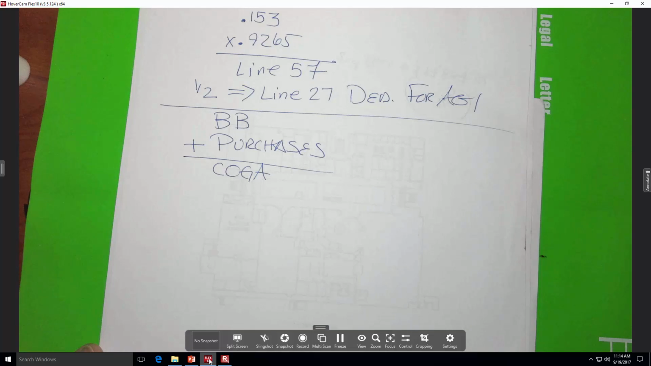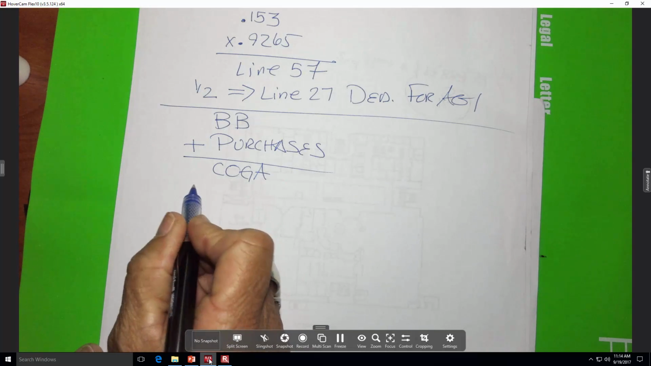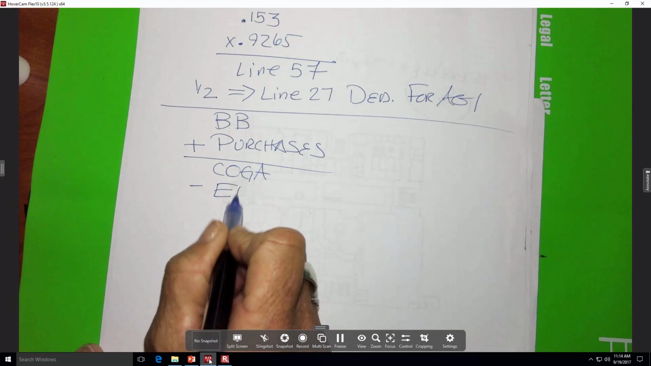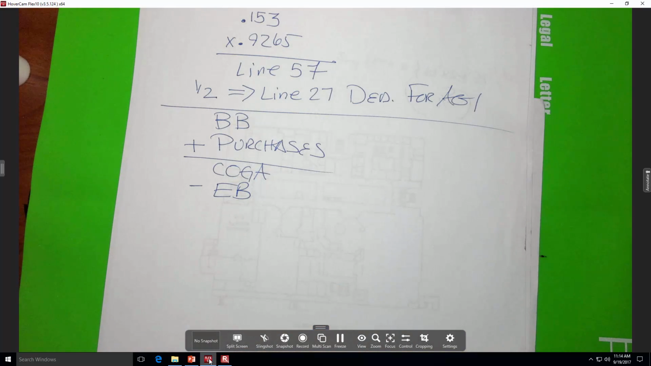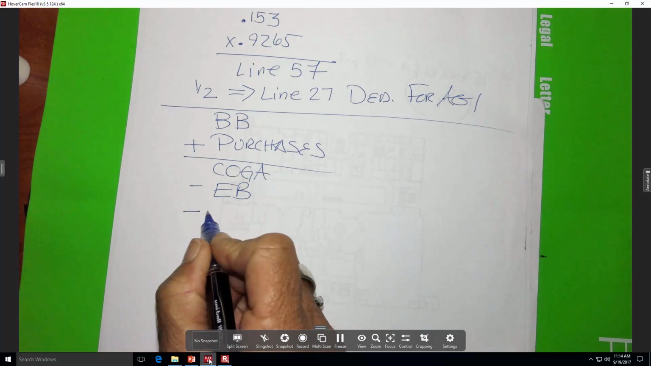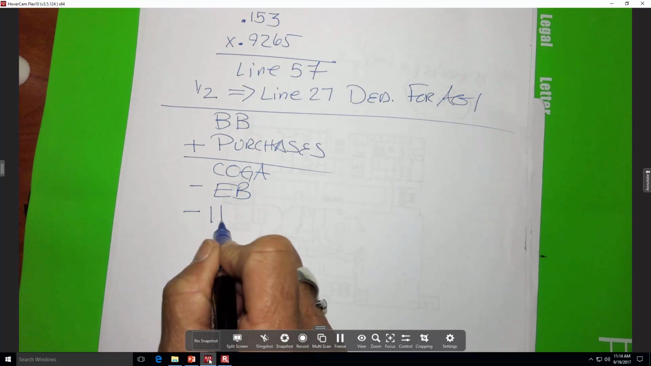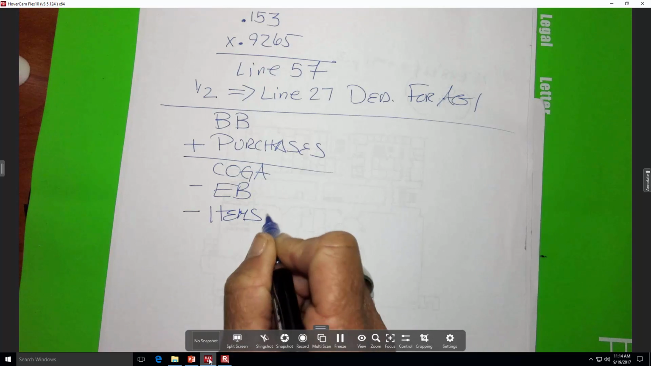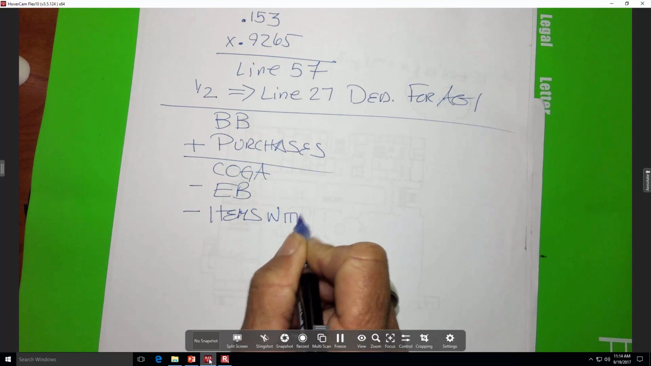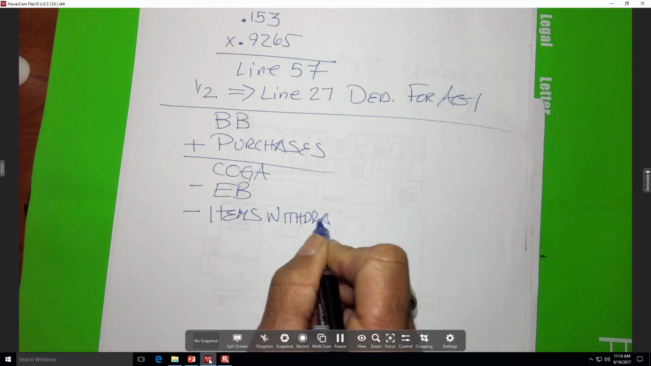And then in our classic accounting equation, we obviously subtract what's still sitting there at the end of the year, our ending balance, and the difference is what we sold. On our cost of goods sold model on our tax return, there's also a reduction item of items withdrawn for personal use.